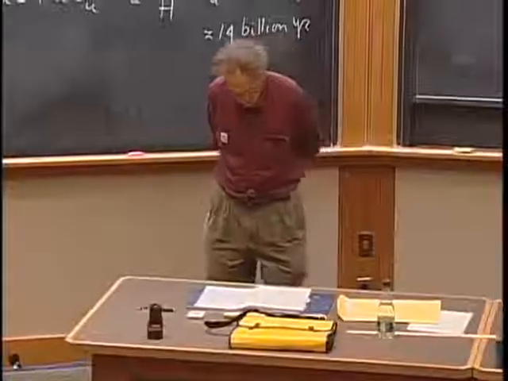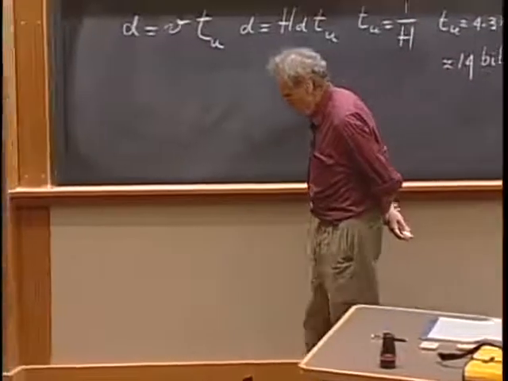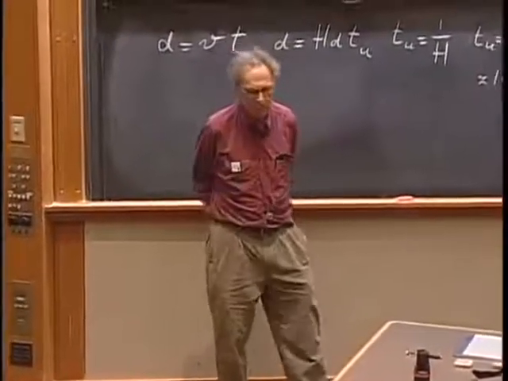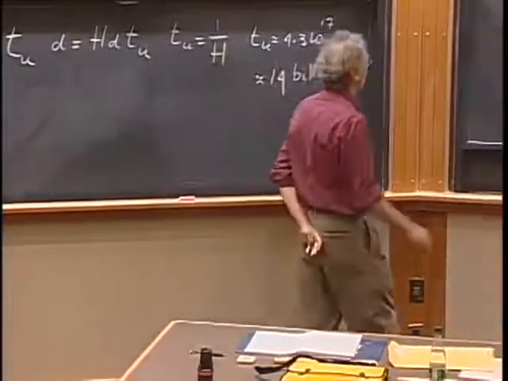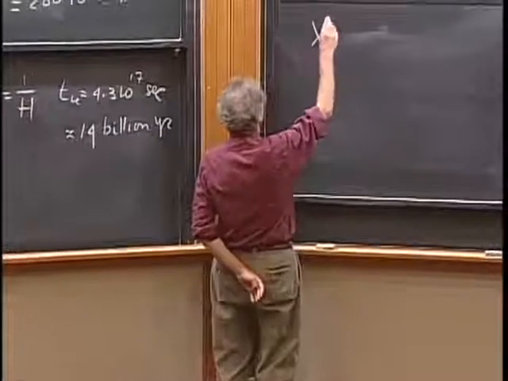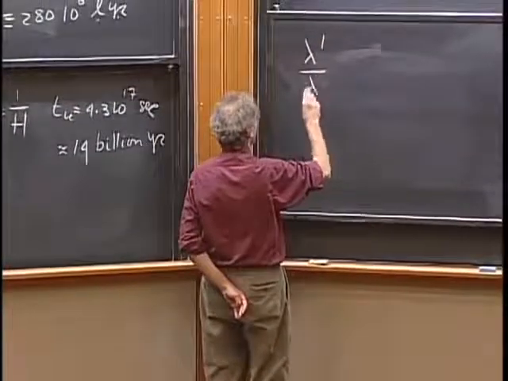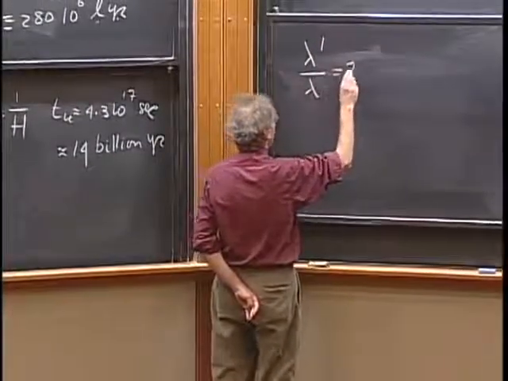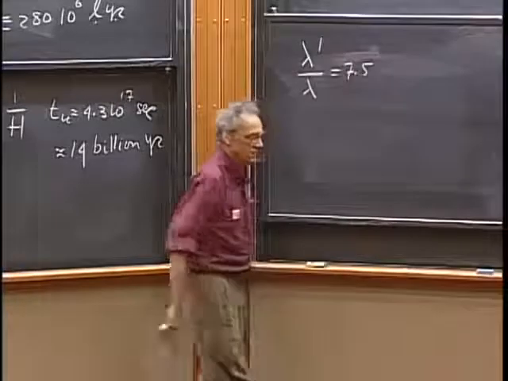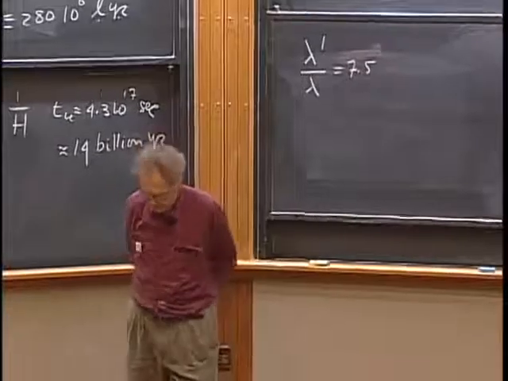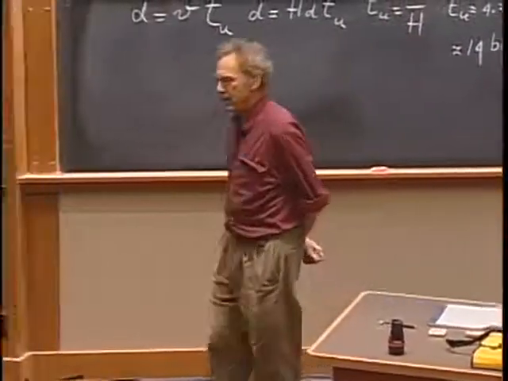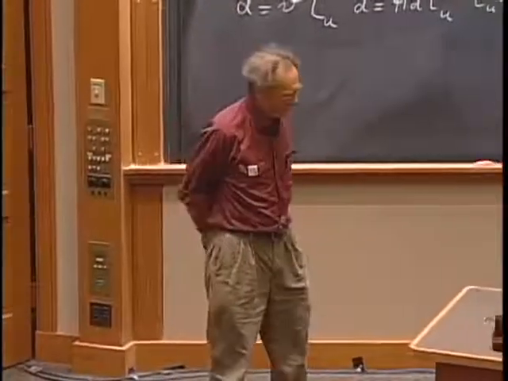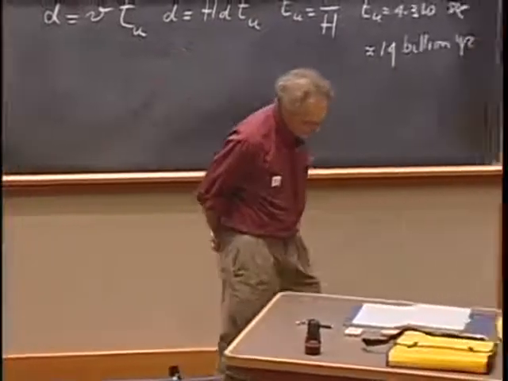So the question now that I would like to raise is, how far can we look back in time? Well, all I can tell you is that the largest redshift that has been measured to date, lambda prime divided by lambda, is 7.5. That is enormous. And so now comes the question, what is the speed and what is the distance? And I cannot answer that.